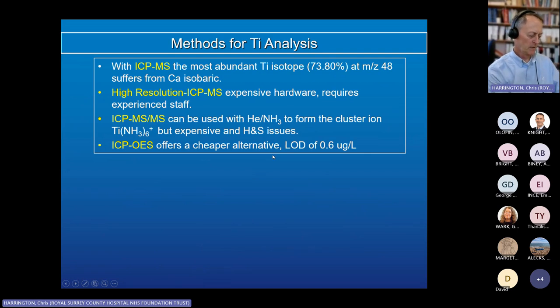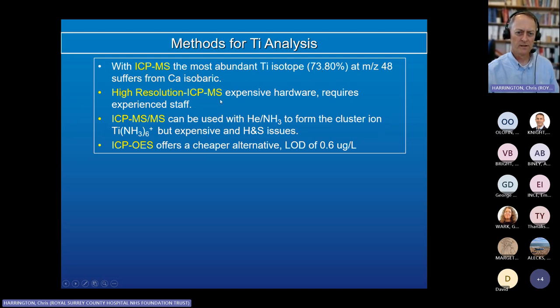Well, titanium's not very easy to measure, as it turns out, because of the main isotope in ICP-MS, the most abundant. If you measure this, you'll get the biggest signal for titanium because most of the titanium is present as this particular form of the metal, and it occurs at mass charge ratio 48. Unfortunately, that's the same mass charge ratio as calcium. And obviously, we've got very large amounts of calcium in comparison to titanium present in the samples. So effectively, we can't measure it at the most abundant isotope.